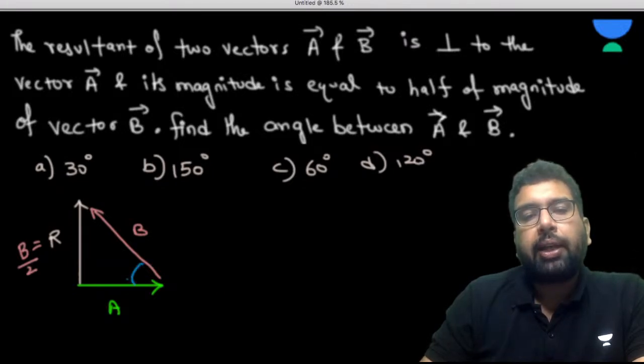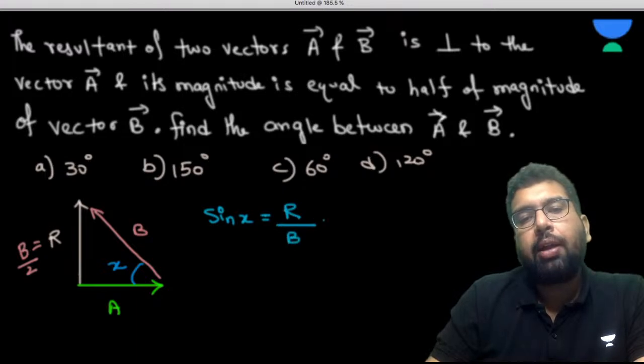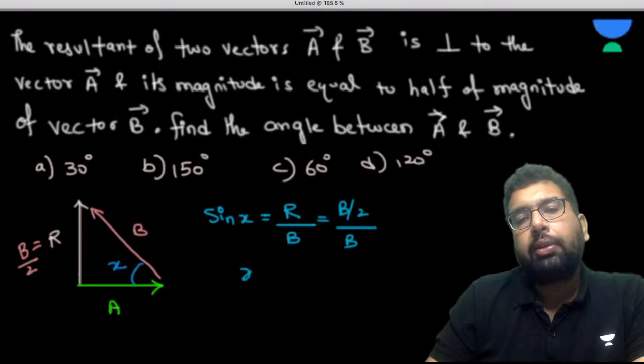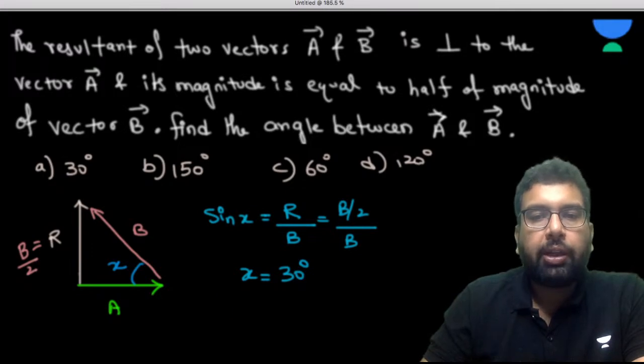So let's suppose this angle is X. Now can we write sine X is equal to the perpendicular upon hypotenuse? So R upon B. So this is going to be B by 2 upon B. So X is going to be how much, sir? This is going to be 30 degrees. So what is going to be the right option?